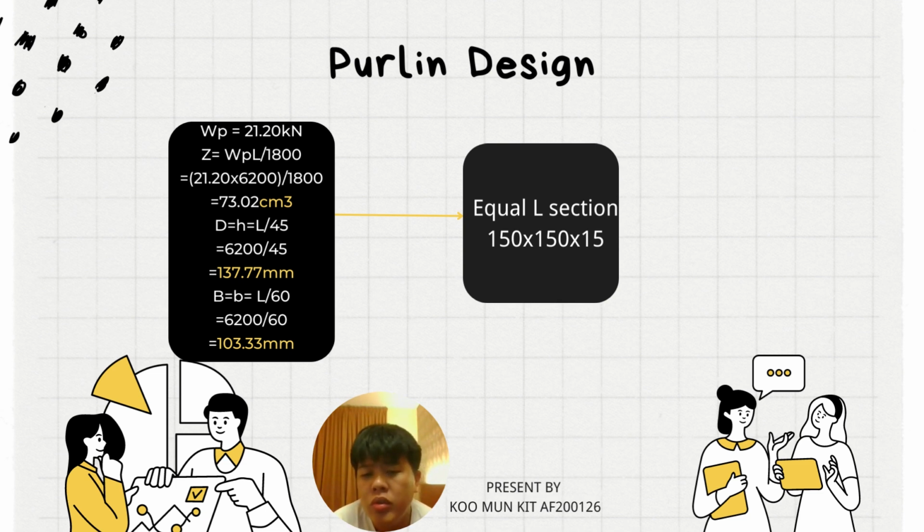Furthermore, B equals L over 60, which is 6,200 divided by 60, and the value we get is 103.33 millimeters. After all these values are calculated, we propose the steel section for the purlin as an equal angle L section, with dimensions of 150 times 150 times 15.